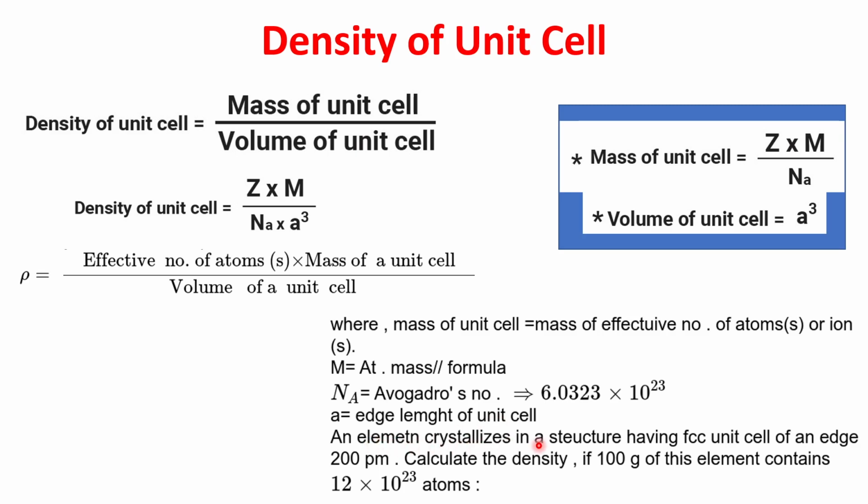An element crystallizes in the structure having FCC unit cell of edge length this. Calculate the density. This is a question for you. So please calculate the density for this.